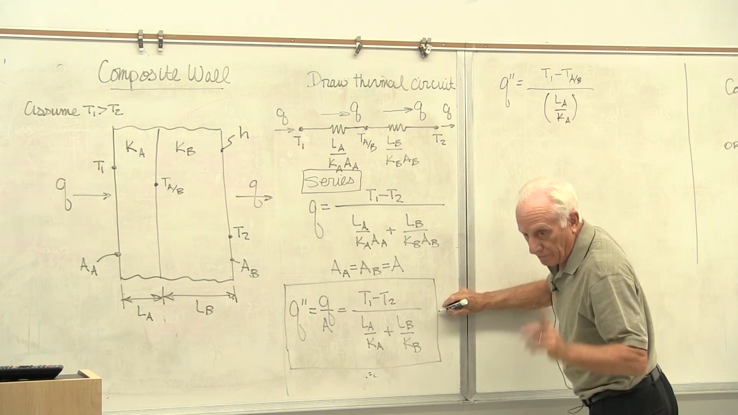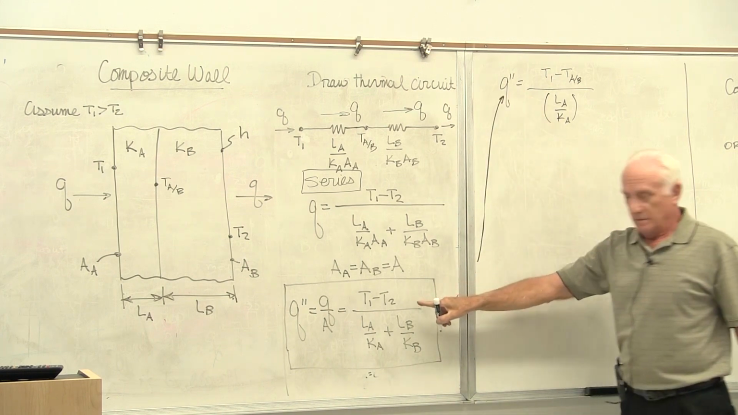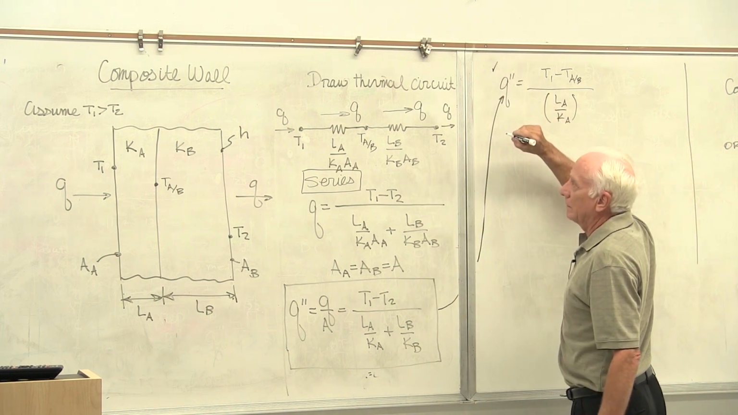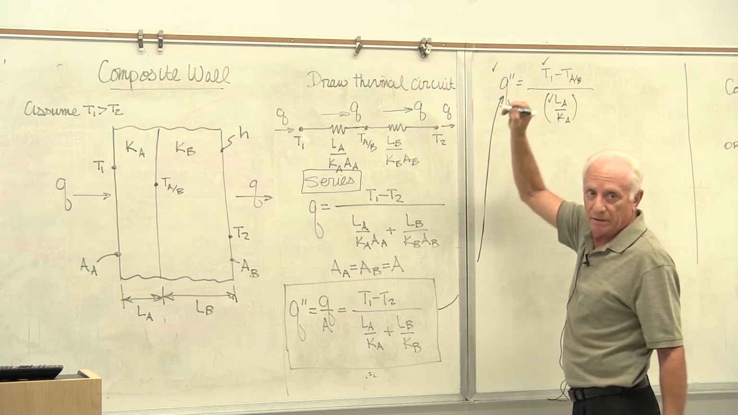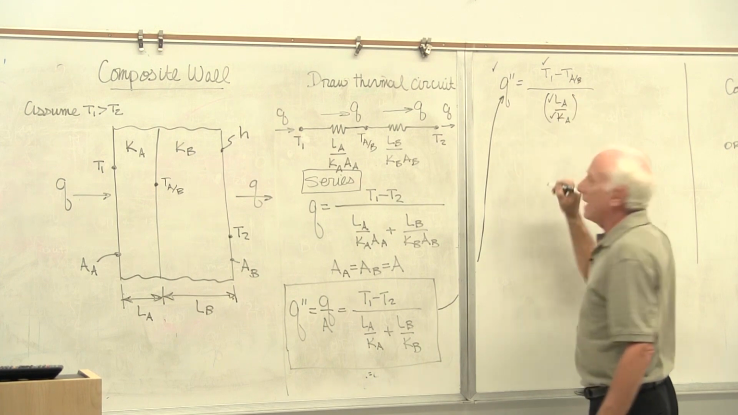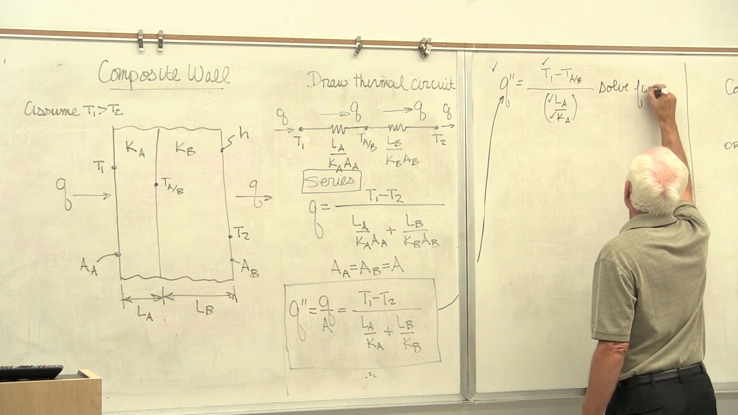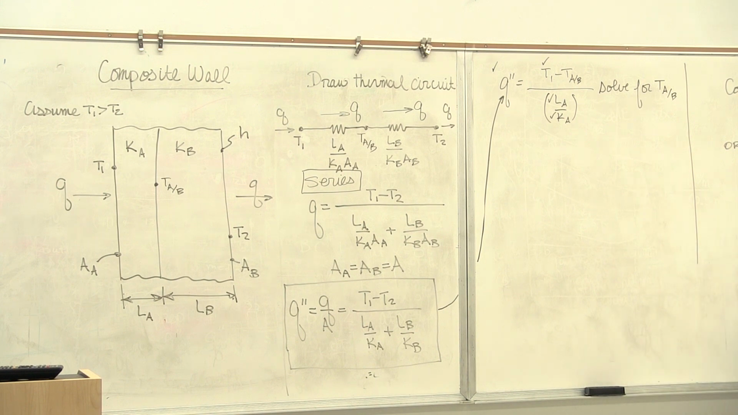What do I know? Well, first step is find Q double prime for the overall picture. That's the first step. So now I know that. I was given T1, I know that. I was given LA, I know that. I was given kA, I know that. I solve for TA/B. Okay, that's how you do it. Number one, you find the total heat transfer through the composite, and then you can find the temperature of the interface between materials A and B.